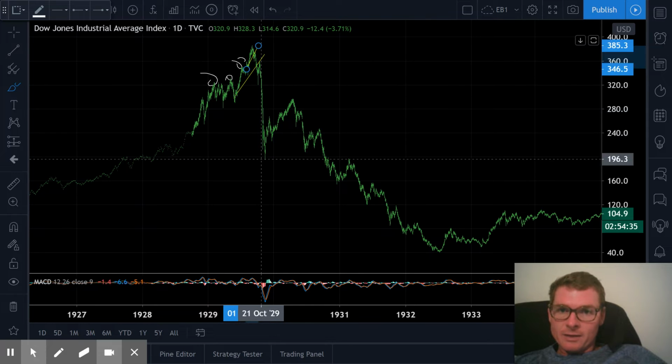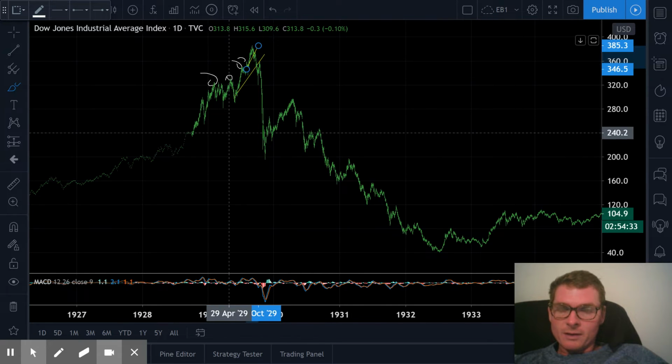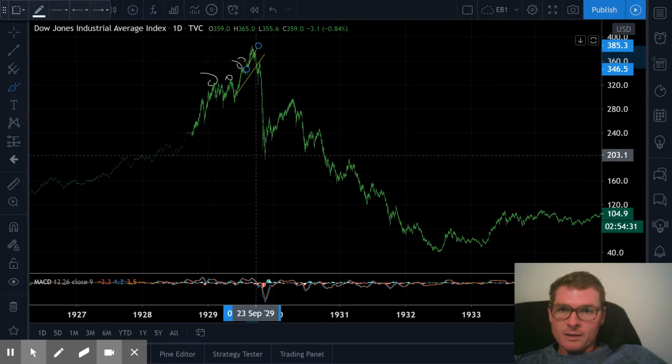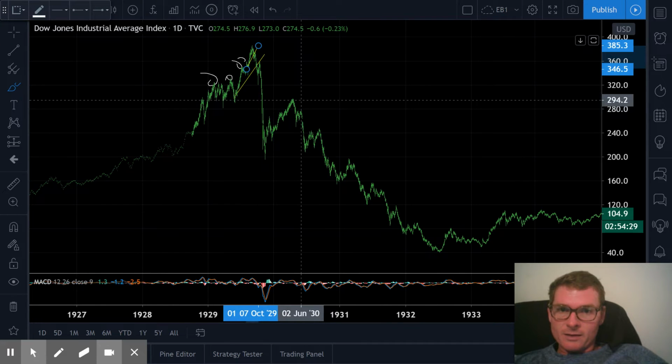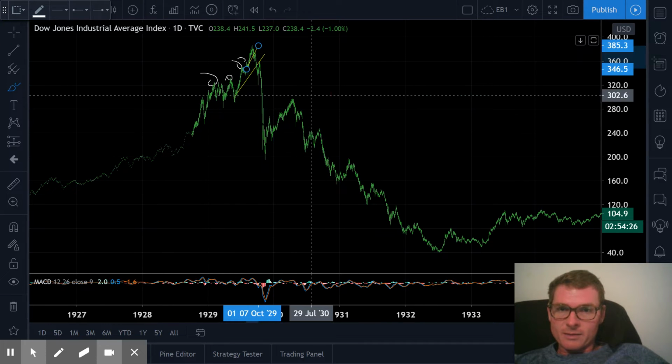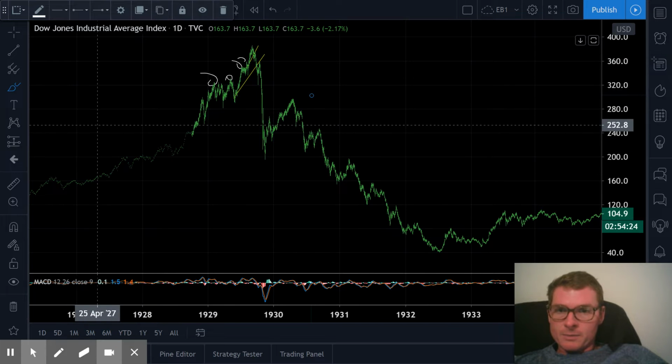The Nikkei did that too. It had a huge waterfall off of the second one. Well, let's just throw the next one in there too.